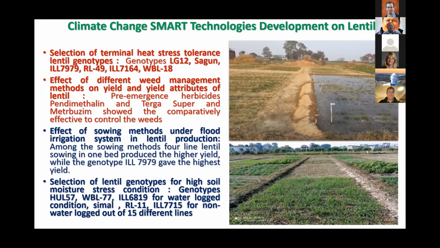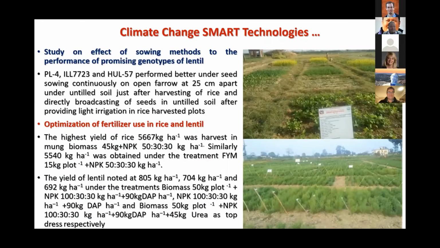Some of the climate change smart technology we also develop for heat stress tolerance and for wheat management. For flood irrigation systems, we also develop some of the lines for high soil moisture conditions. Also, besides this, different sowing methods are there.